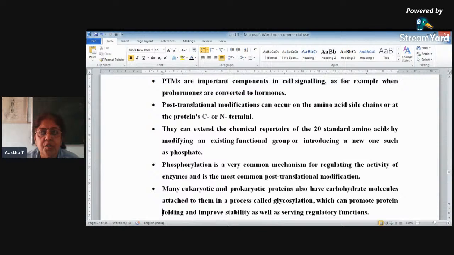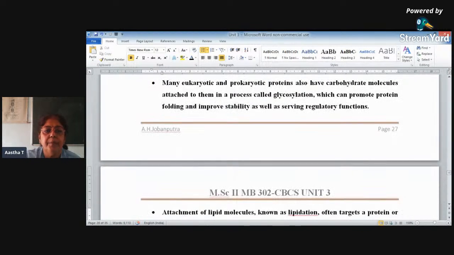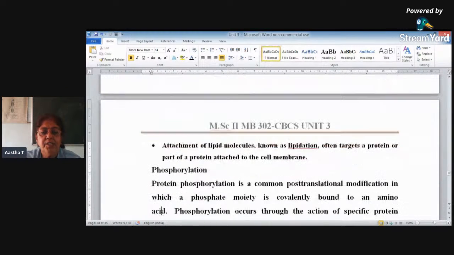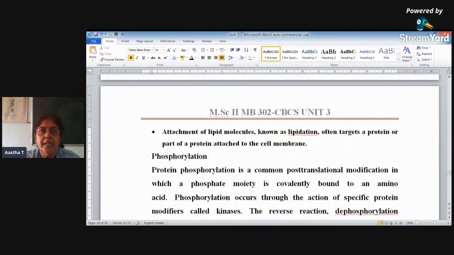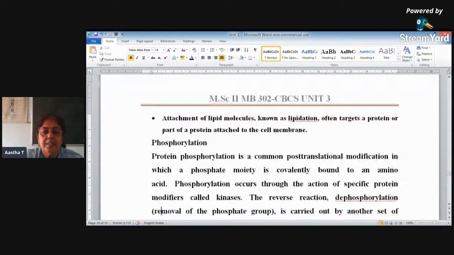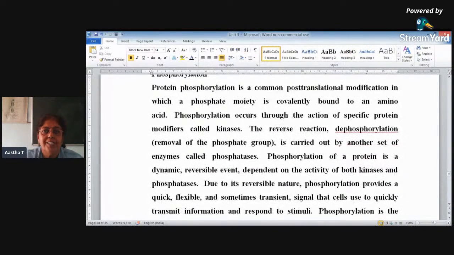Phosphorylation is the most common type of mechanism which regulates the activity of various types of enzymes, a very common type of post-translational modification. Then in eukaryotic and prokaryotic proteins, even glycosylation takes place. Glycosylation is the addition of some sugar moiety or carbohydrate group to the protein. This will improve the stability and it will play a regulatory role. Then lipidation is one in which lipids will be attached to the target proteins, and then the protein can attach to the cell membrane. So these are the various mechanisms we are going to see in post-translational modification.